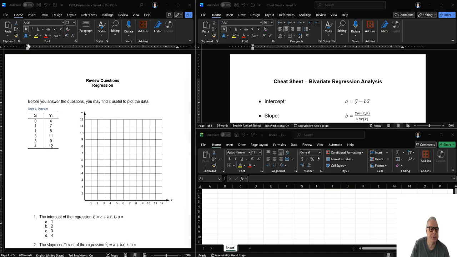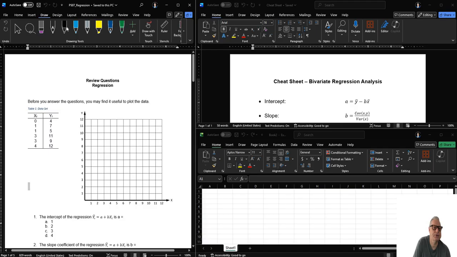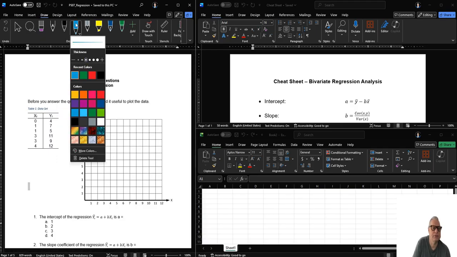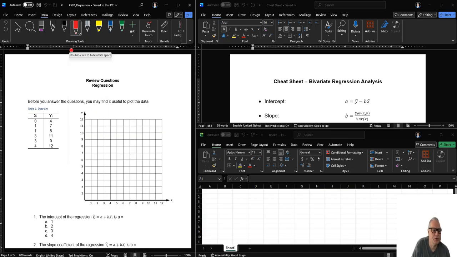So we have some data. We have six data points, and we need to do a regression analysis on it. The first thing we need to do is draw the scatter plot, so that should be helpful. Okay, first one, 0 and 4. So we have a dot here.